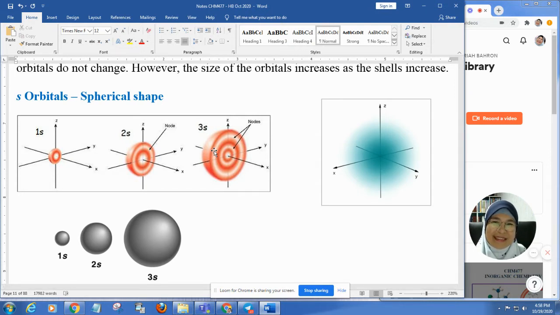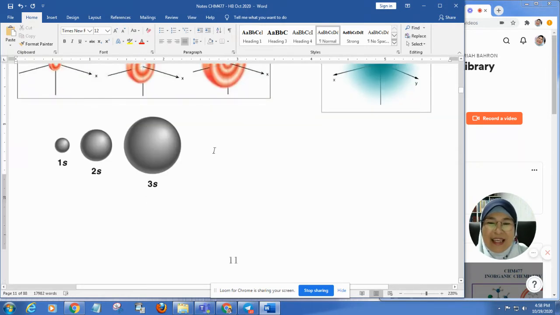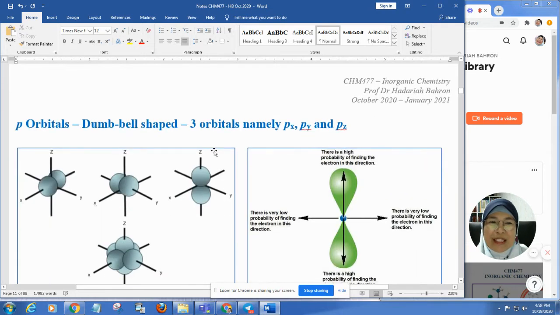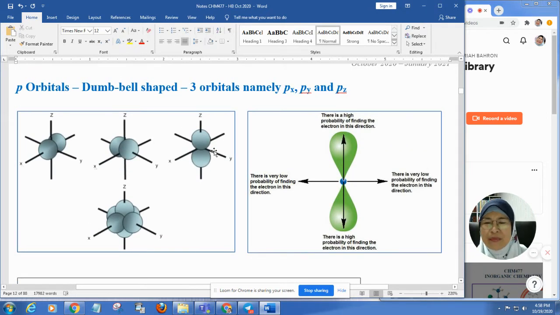What's the shape? Yeah, I hope you answer spherical. Okay, next, I'm sure you have learned this before in previous classes, but if that is so, then I would like to make some revision. Now, the second type of orbitals that we are going to deal with in 477 is the p orbitals.